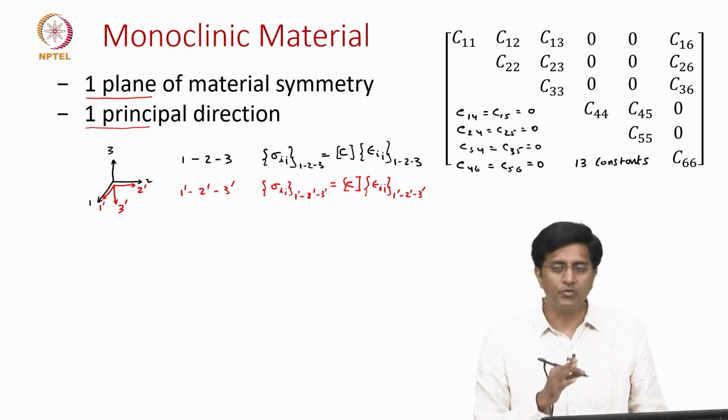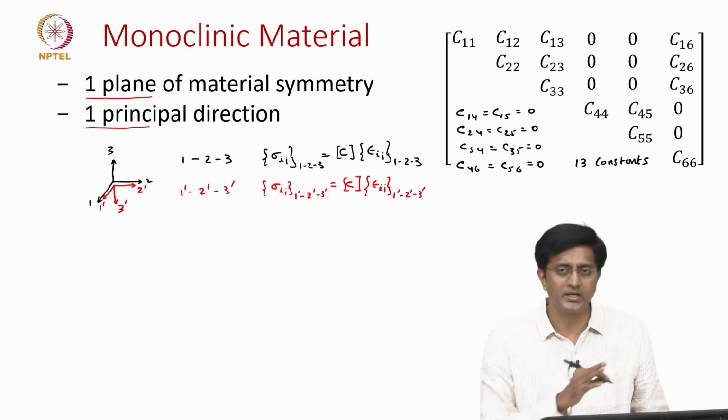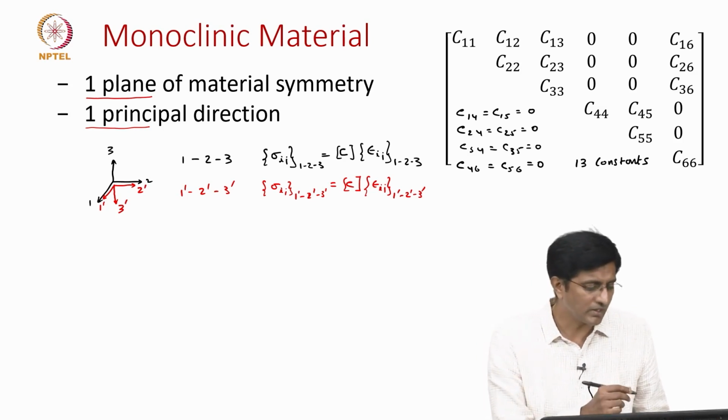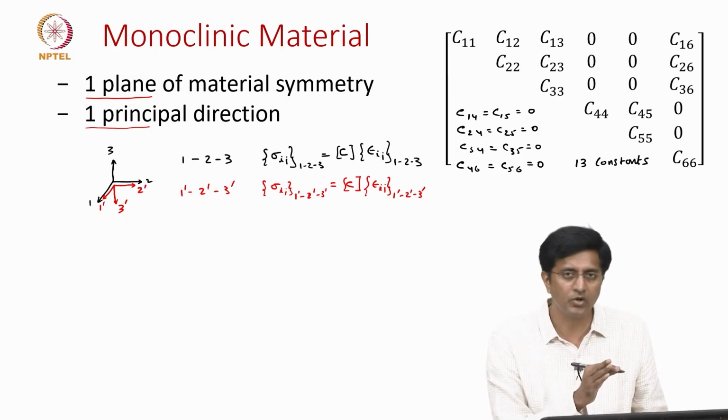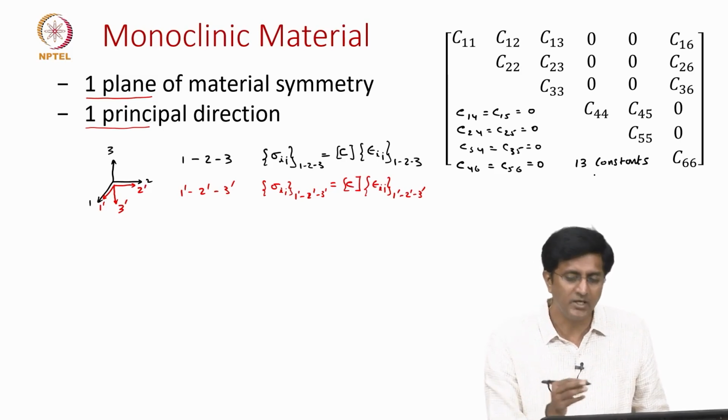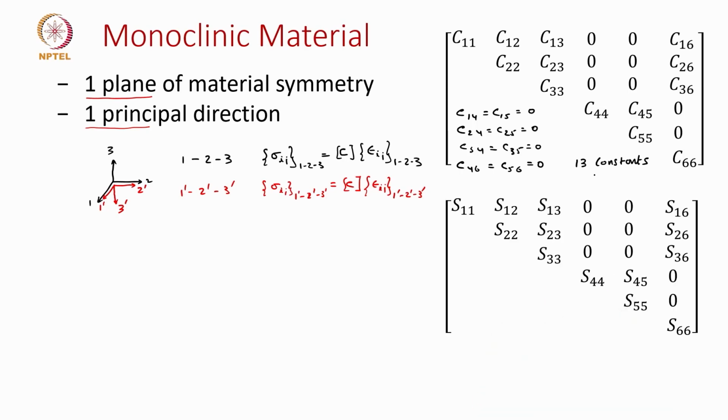So, we started with 21 independent constants considering the symmetry in stress and strain as well as the availability of the strain energy density function. But now when we consider this monoclinic material, we got down from 21 to 13 constants. The same thing we can also show for the compliance matrix. For the compliance matrix again we see that it reduces to 13 constants.